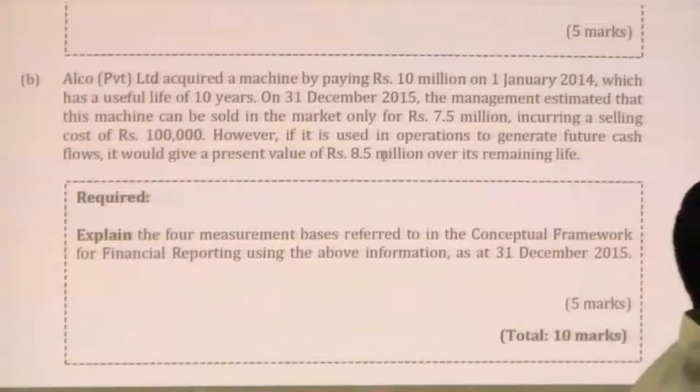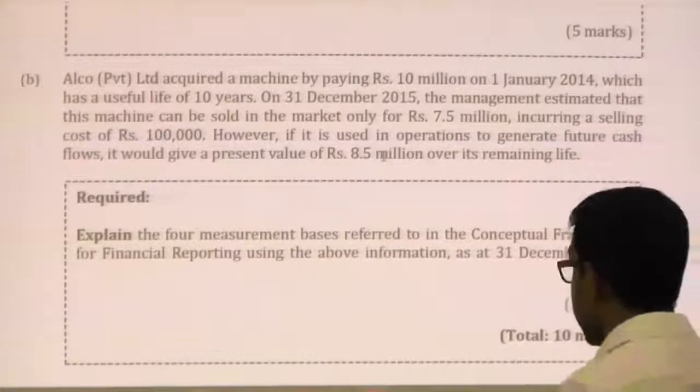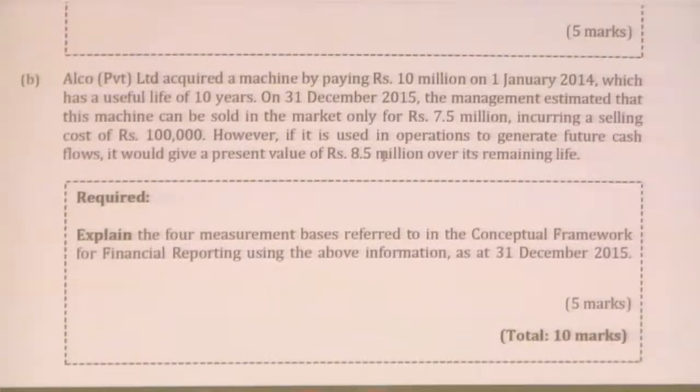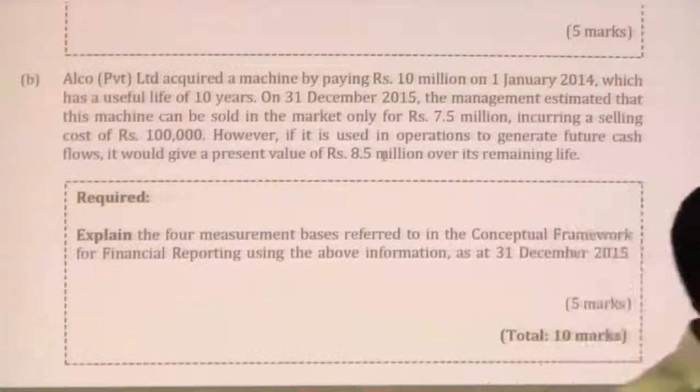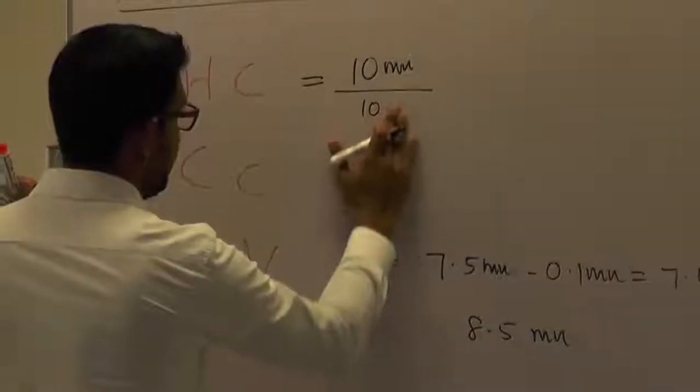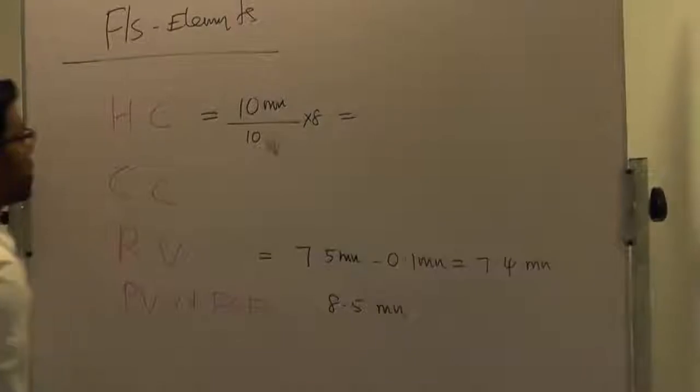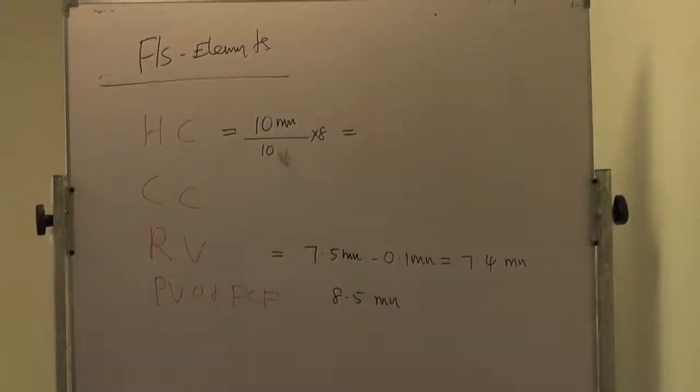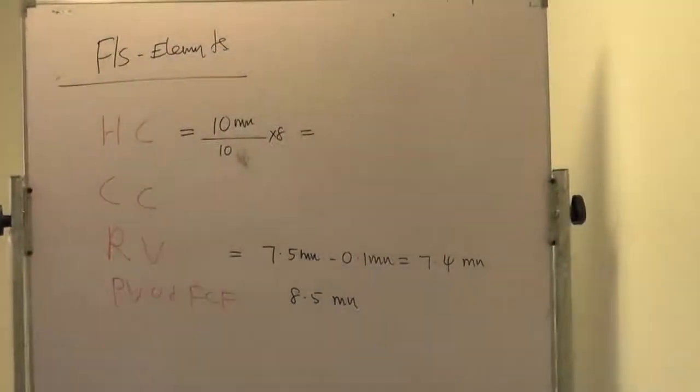So another 2 measurement bases are there. We need to check whether that information is available in the given case study. If you read the first sentence of the first paragraph, Alcohol Private Limited acquired a machine by paying 10 million on January 1st, 2014, which has a useful life of 10 years. So you have to measure this asset after how many years? 2 years, right? You acquired this at 10 million. I told you historical cost means cost minus accumulated depreciation, which is the carrying amount. So after 2 years, this asset has 10 years lifetime, but only 8 years remain. Why? Because already 2 years you have depreciated, from 1st January 2014 to 31st December 2015.